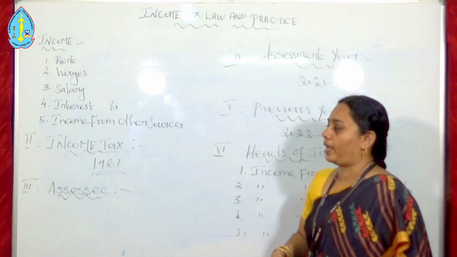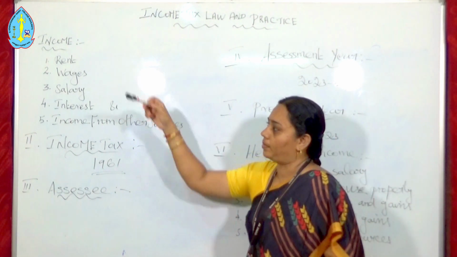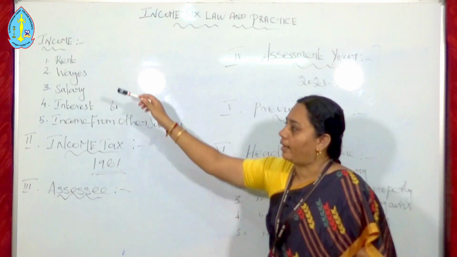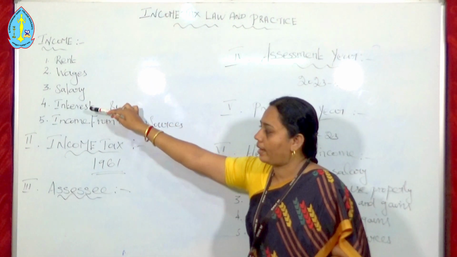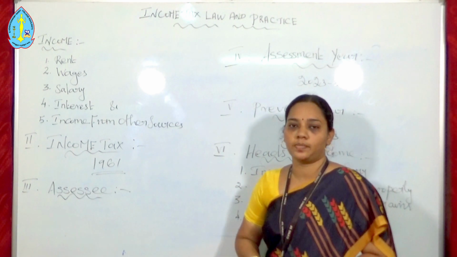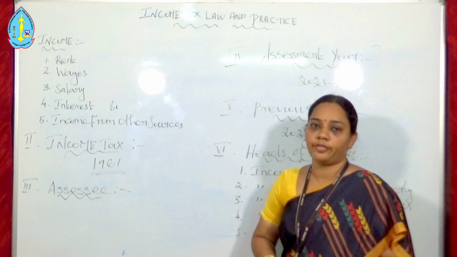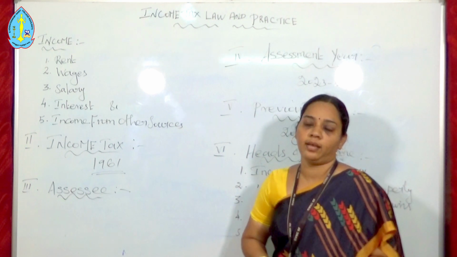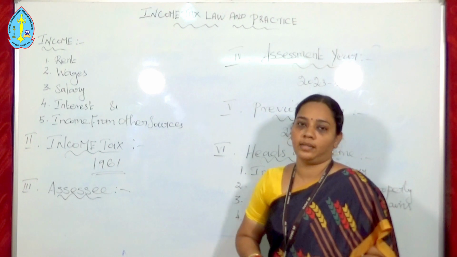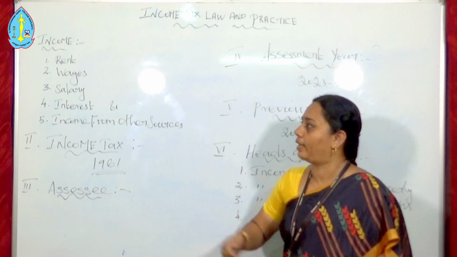Now we are going to see about the topic from Income Tax Law and Practice for the second year BCom students. Okay, first one is what is meant by income? Income means sum of all the earnings like rent, wages, salary, interest and income from other sources. Income from other sources means the income collected from winnings from lottery, horse games, card games, puzzles, bettings. These are all called the meaning of income.